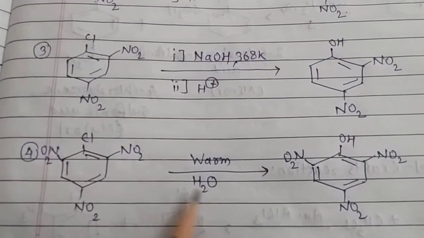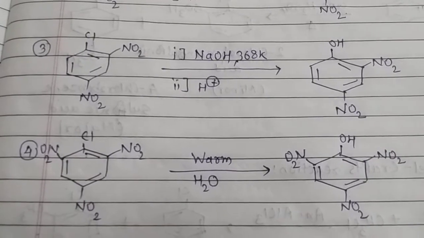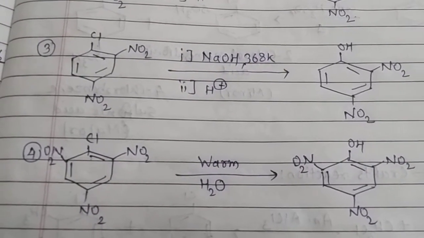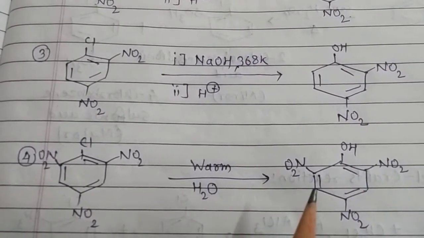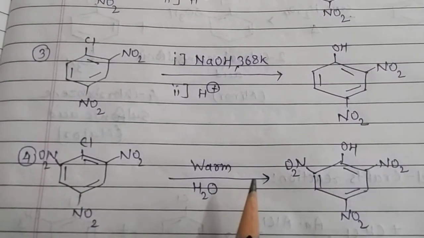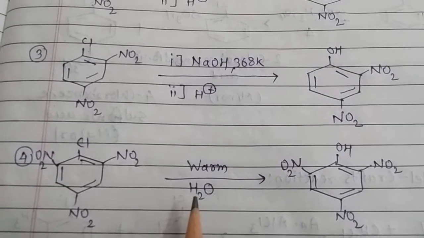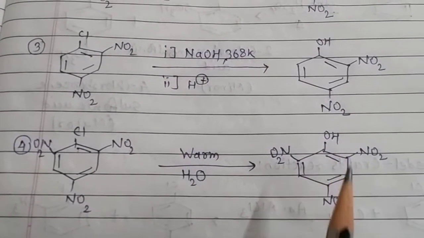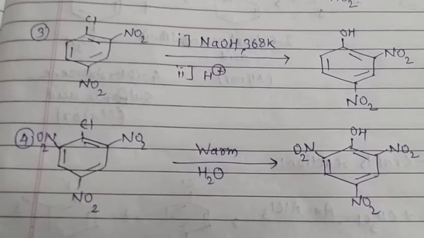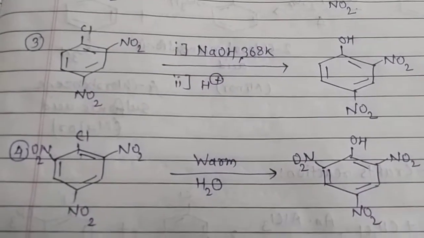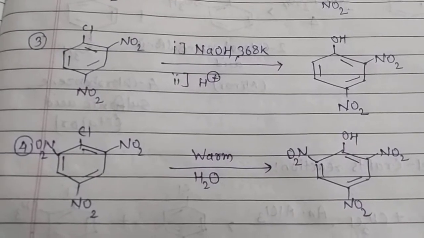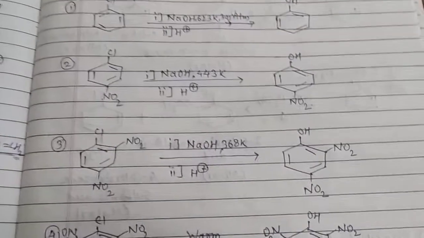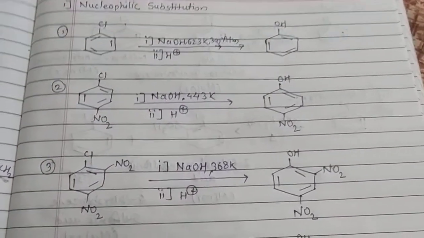And the next one, there are three NO2 groups, so all are electron withdrawing and they take electrons from benzene. So this reaction happens by just warming with water, so OH comes from water in this reaction. So see, when we increase the NO2 group, that is the nitro group, the reaction becomes easier on benzene. Okay, that's all about nucleophilic substitution reactions on haloarenes.